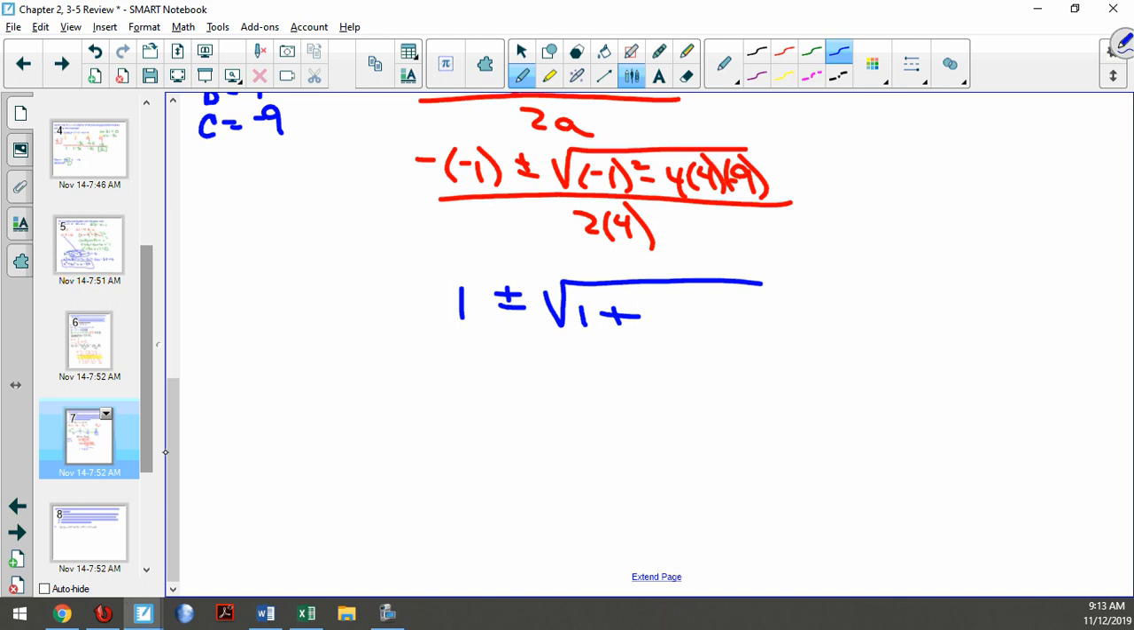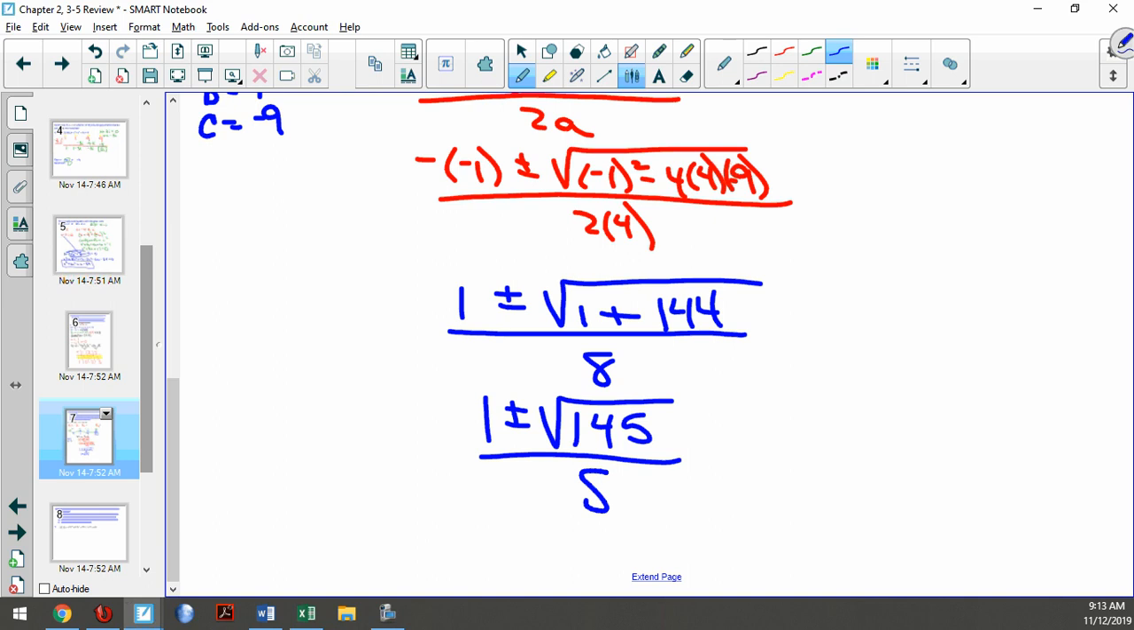A double negative creates a positive there. 4 times 4 is 16, and 16 times 9 is 144, all over 8. And what is 1 plus 144? 145. Now here's my question. If you take 145 and divide it by 5, what does that give you? It gives you 29, right? 29 is prime, so therefore there's no perfect squares within 145. So I can't do anything with that, can I?